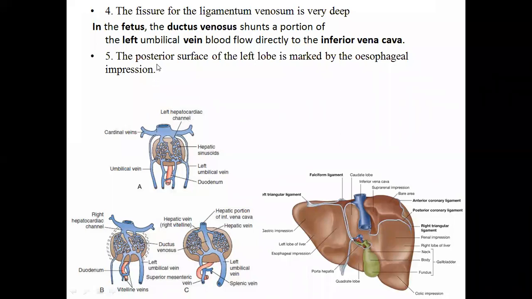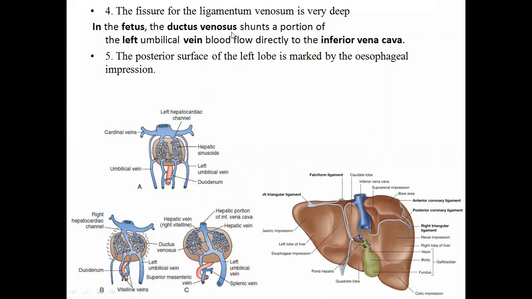Now, in the fetus, the ductus venosus shunts a portion of left umbilical vein blood flow directly to the inferior vena cava. Now, what is the ligamentum venosum? The ligamentum venosum is actually a remnant of the ductus venosus. And what is the ductus venosus? I hope embryology has been taken, so you might know this. You might have studied the fetal circulation, the placental circulation, all those things. So the ductus venosus is no longer persisting in the adult, but a remnant remains, and the remnant is called the ligamentum venosum.